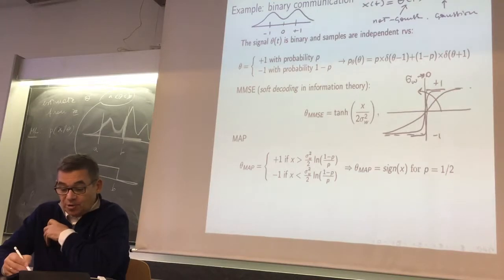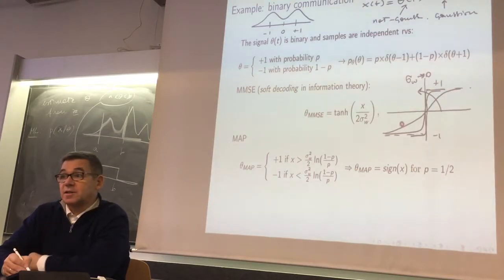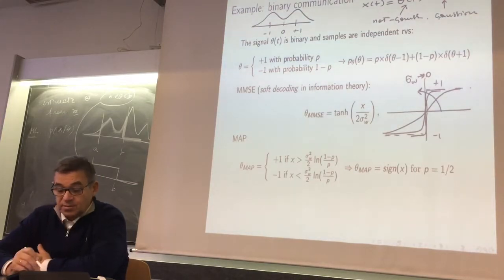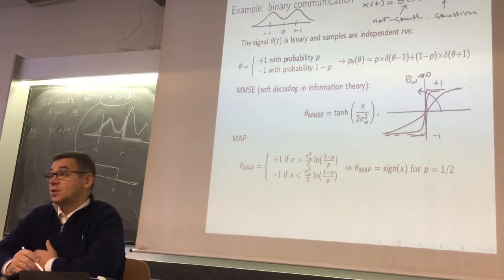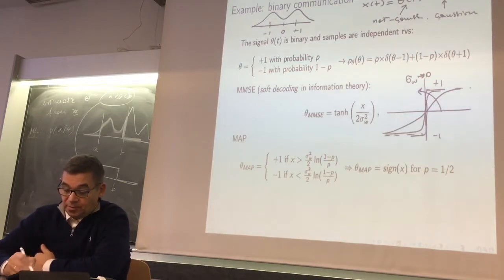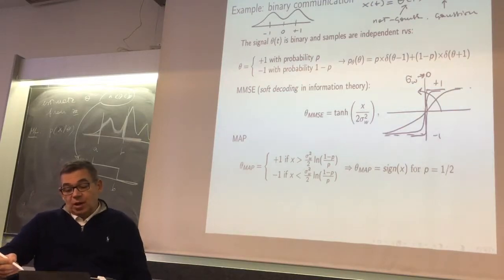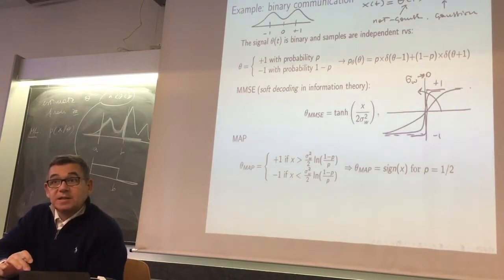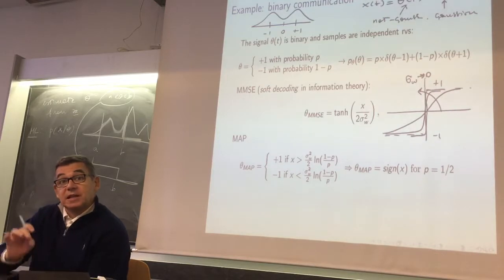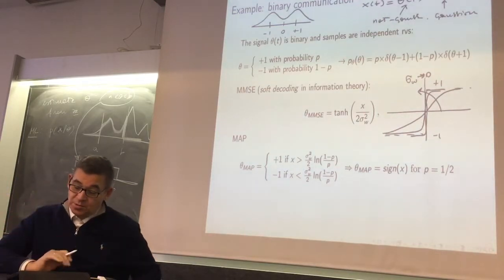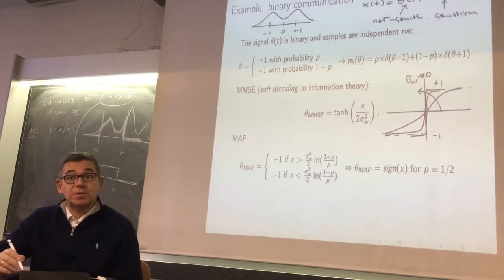Now the telecom people know, it comes from information theory, that this is a softer decision, this hyperbolic tangent decision behavior. So it comes out in our case from the MMSE estimation, and the MMSE is the Bayesian solution, the case where you are minimizing the mean square error.